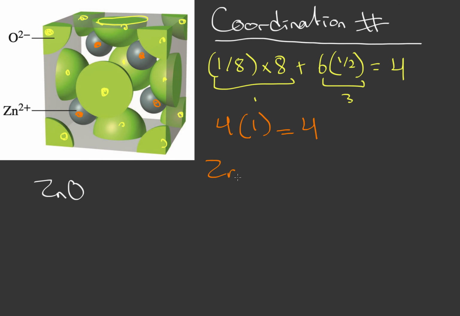So if zinc is 4 and oxygen is 4, we put those together. That's zinc 4, oxygen 4. That's a 4. So if we simplify this, it's just zinc oxide. And that's exactly what you would get based on the charges. So if this was an unknown lattice structure and you were given one of them, you could figure out what the element is based on these ratios using the coordination number.